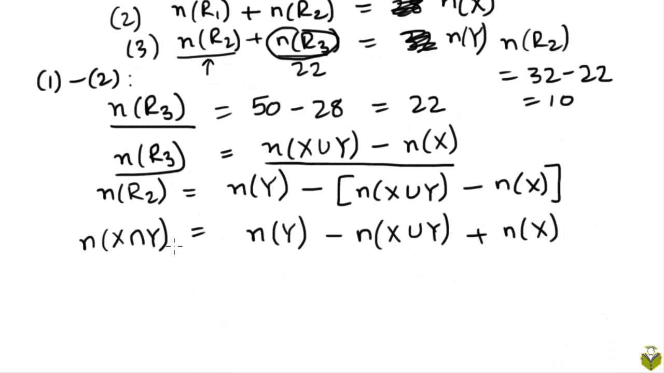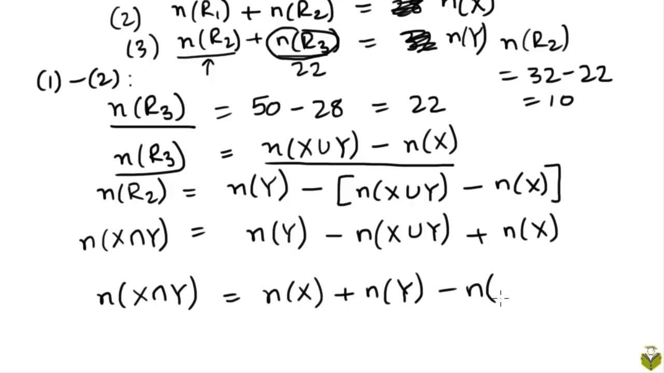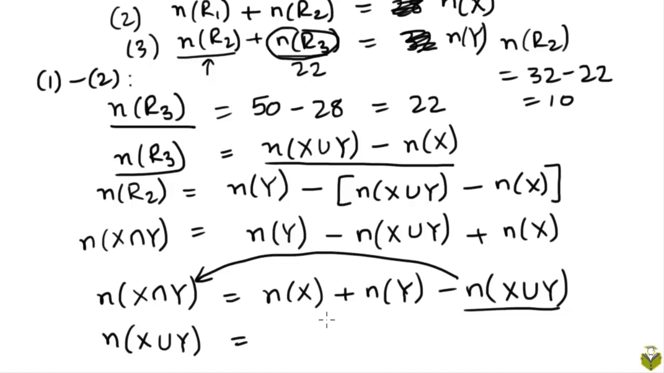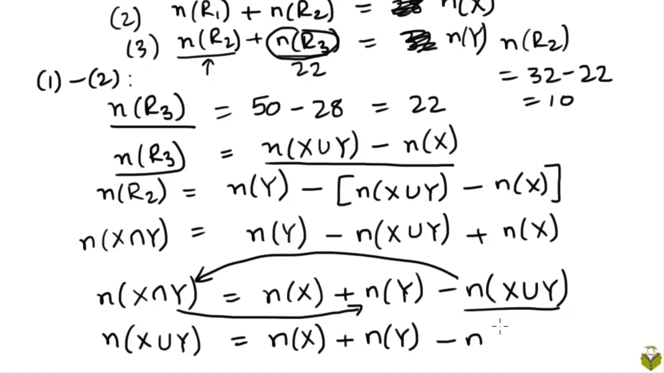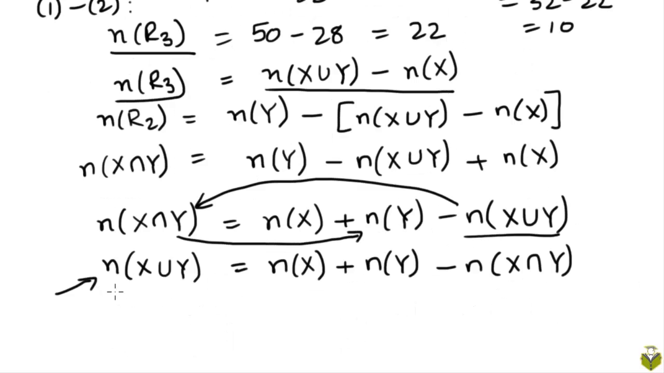So we can say in general that the number of elements in X intersection Y will be the number of elements in X plus the number of elements in Y minus the number of elements in X union Y. Or writing it in a slightly different way, we can say that the number of elements in X union Y, bringing it on the left hand side, is equal to, the right hand side has n of X plus n of Y, and we'll take this on the right hand side, so it will be minus n of X intersection Y. So if you examine this equation, it makes complete intuitive sense as well.